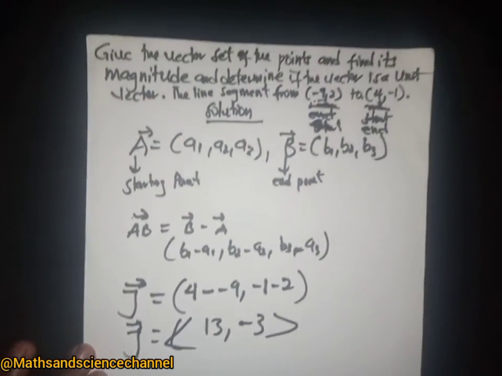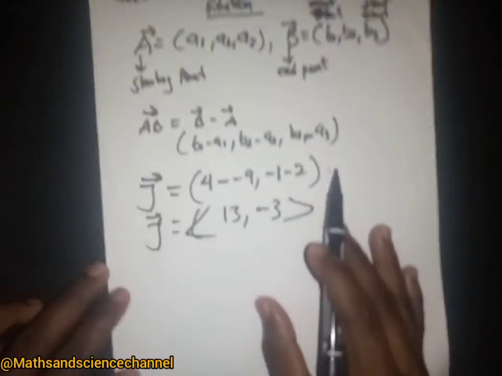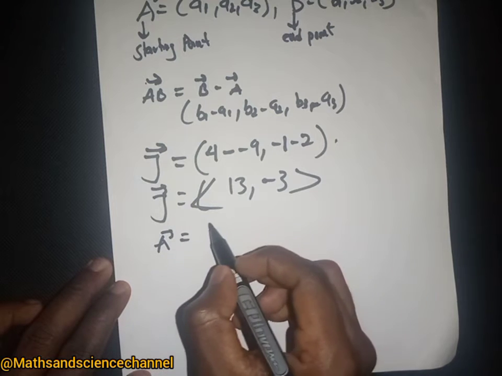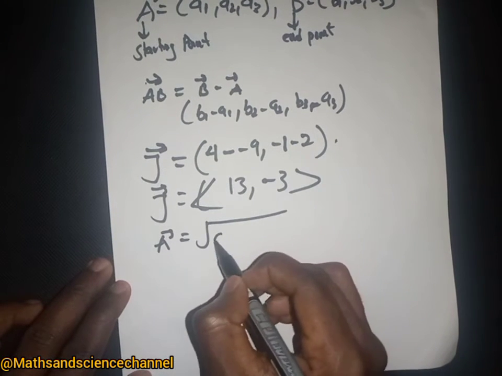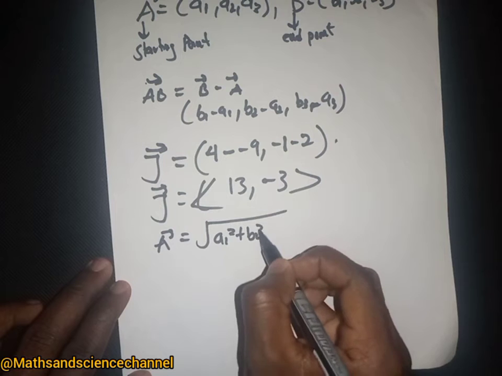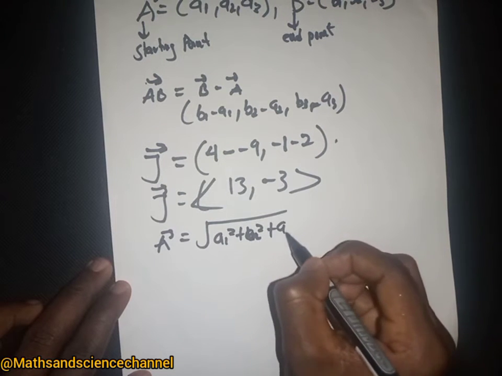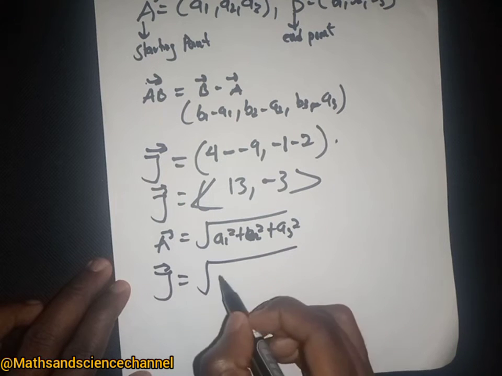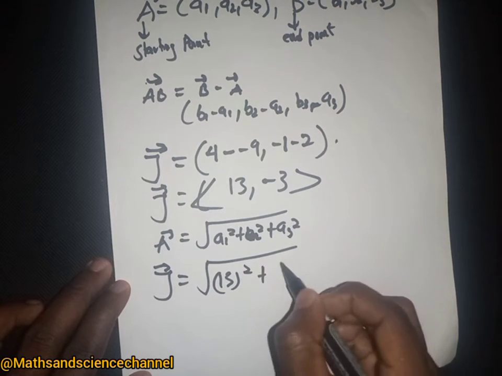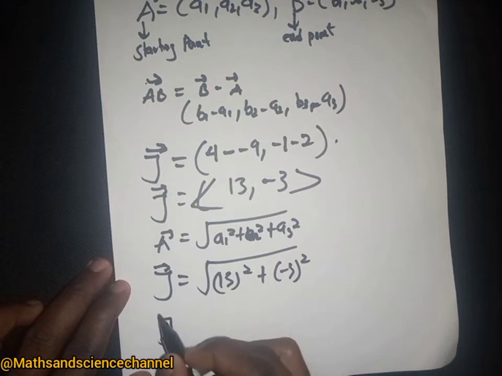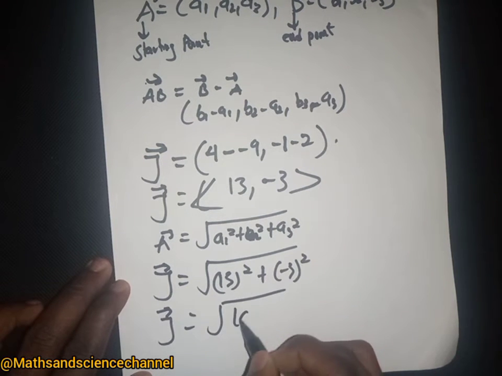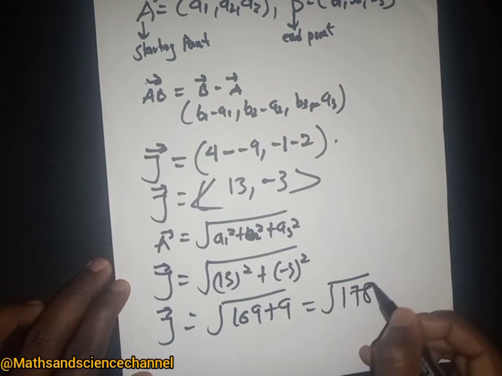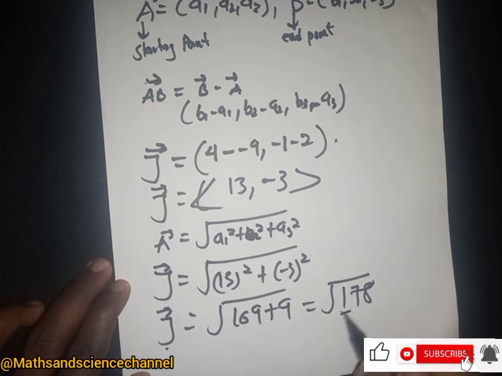Now the second question says we should find the magnitude of the vector. If you have vector A with such coordinates, then the magnitude of vector A is the square root of a1 squared plus a2 squared plus a3 squared. So in this case, the magnitude of vector j is the square root of 13 squared plus negative 3 squared. When we compute this, we have 169 plus 9, which is equal to the square root of 178. So therefore the magnitude of vector j is equal to that.